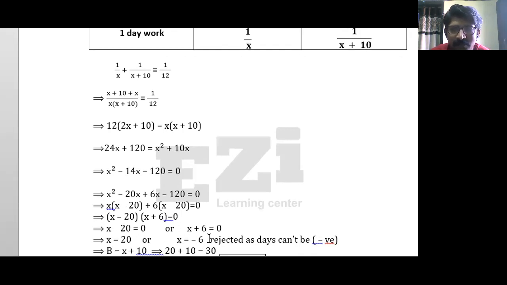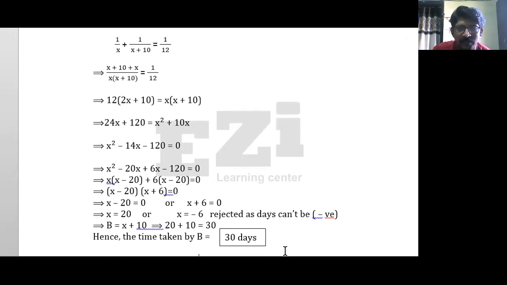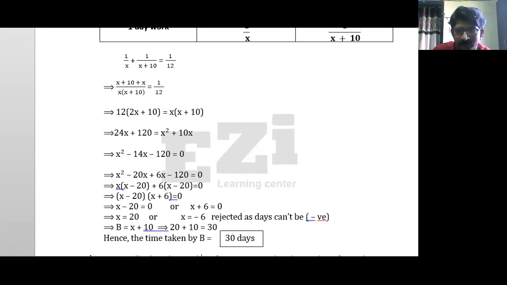So minus 6 will have to be rejected. Why will minus 6 have to be rejected? Because days cannot be negative. Because the number of days A takes to complete the work cannot be negative. Therefore, A is taking 20 days. So B will take X plus 10, that is 20 plus 10, 30 days. Hence, time taken by B would be 30 days and time taken by A would be 20 days. I hope you understood till here perfectly. Anyone has any doubts or difficulties?